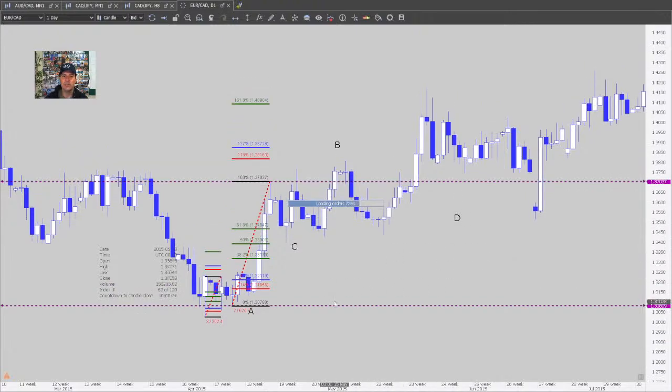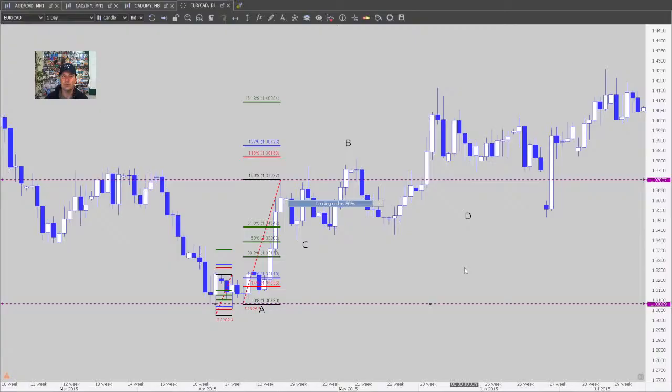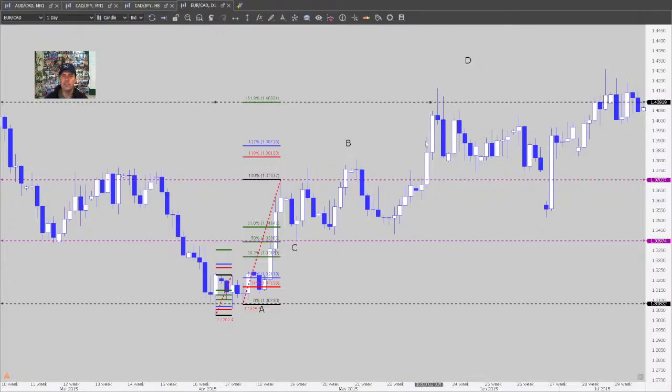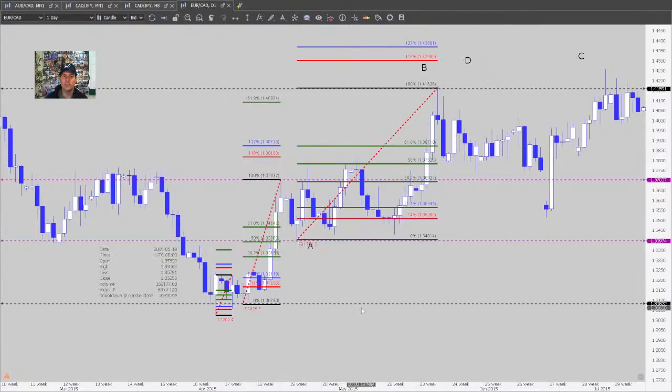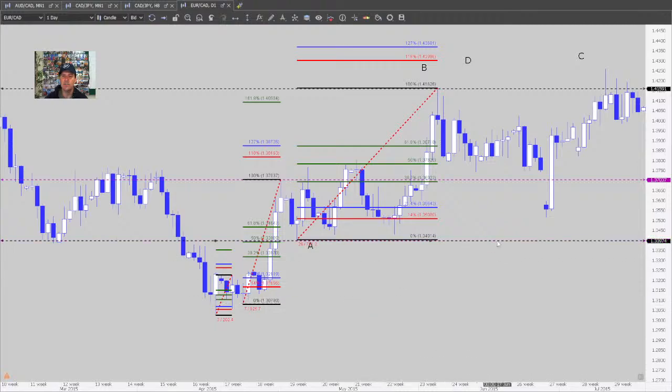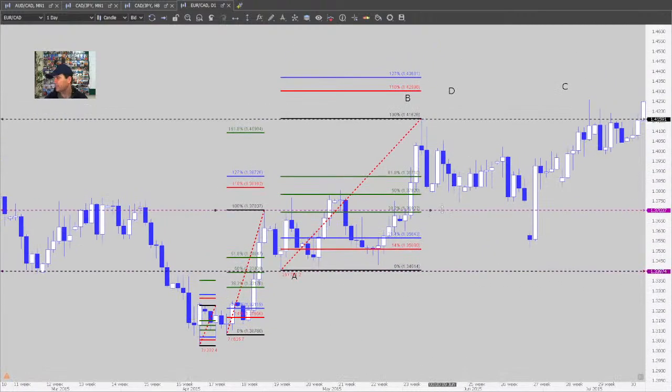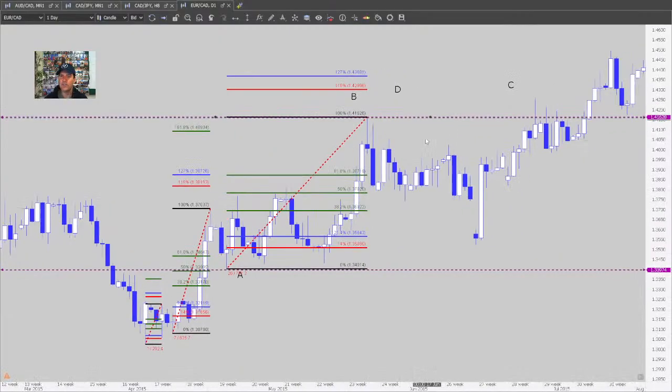So ABCD, right? That's the C. That's the D. So A goes to C as always, right? And B goes to the D. And Fibonacci retracement tool. We have a new Fibonacci sequence, right? A goes to C, B goes to D. Olga says I did. All right.